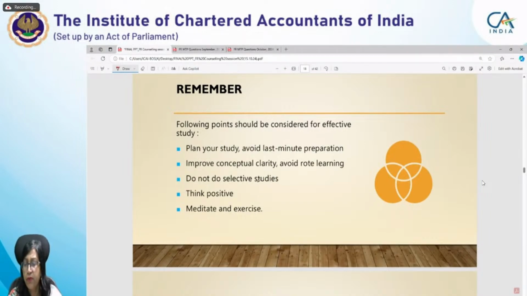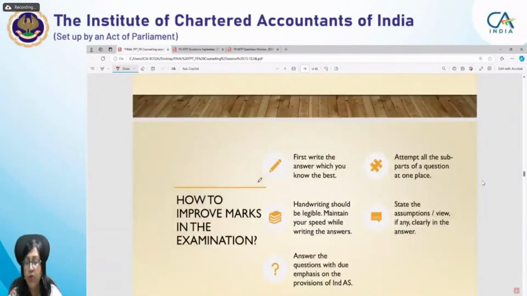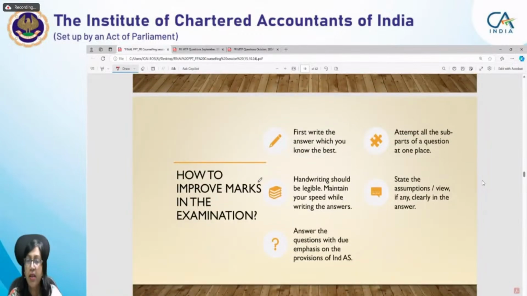Okay, let's move to the next part. How to improve marks in the examination. Basic thing, your handwriting should be legible. In the examination, in 3 hours, you have to be fast, so the writing will get a little bad. It is obvious and acceptable also. But it doesn't mean you should write like a doctor's handwriting. Don't do that. At least it should be legible.